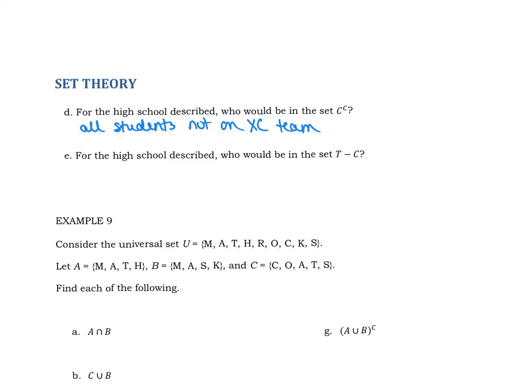And then finally, who would be in the set T takeaway or T minus C? So the set T is all of the track team, and then we're going to remove the people from the track team who run cross country. So think of all those athletes standing there, and I say, okay, all you track people, now if you run cross country, go stand on the other side of the room. Who would be left right in front of me? Well, the athletes who are only on the track team and not on the cross country team.